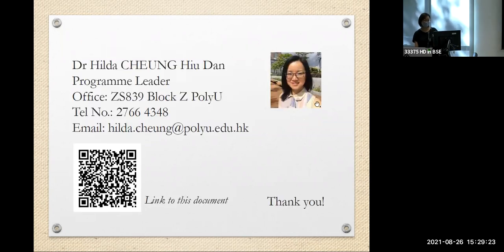Okay, so this is me. Maybe from the camera you cannot see me clearly, but when you see me on the campus, I will be wearing a mask. If you scan this QR code, you will be directed to the staff directory. So you had better take a picture of this slide, because from time to time you may need to send email to other teachers, not just me. You may also come to my office, which is EZS839, Block Z. And my telephone, my email. So feel free to contact me.